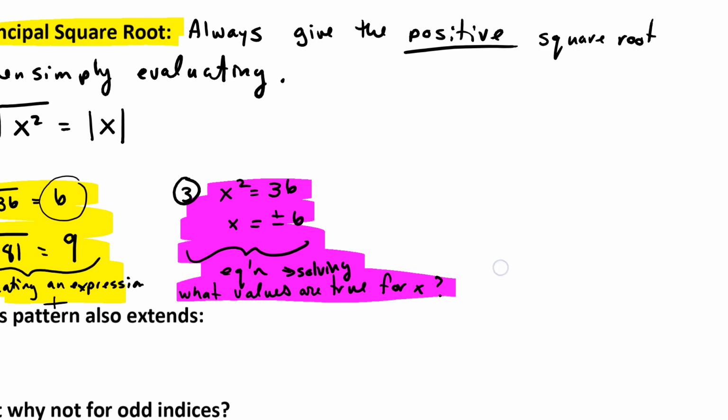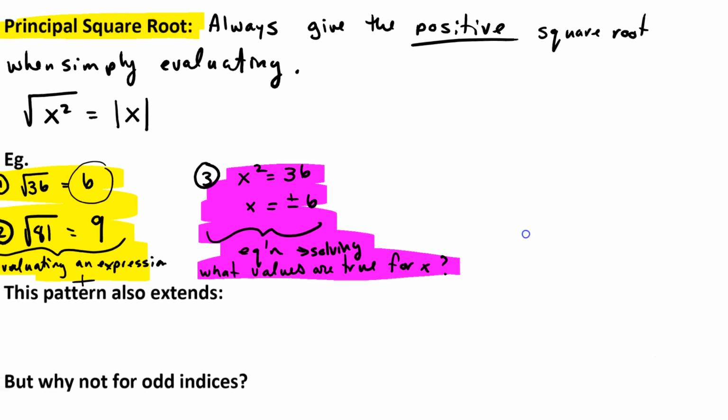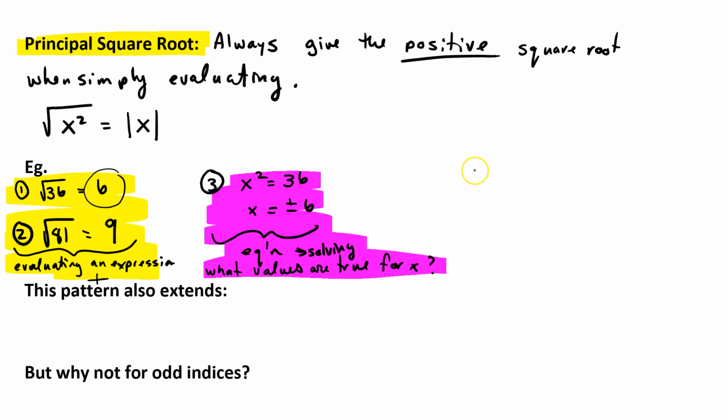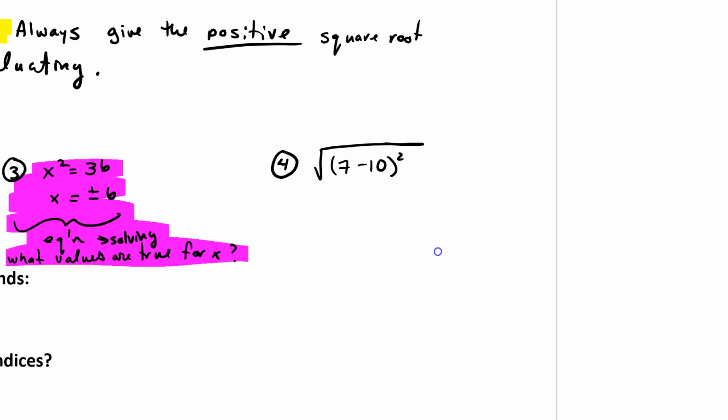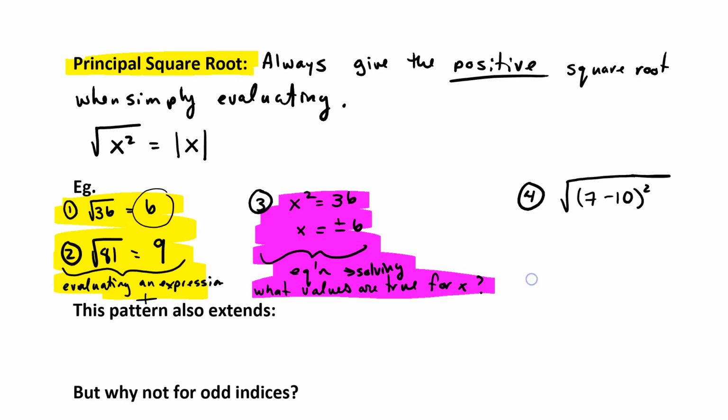If we want to give a little bit more of an in-depth example here, if I were to say the square root of 7 minus 10 squared, and I were to simply use this definition here, the thing that's underneath the radical sign, or the radicand, let's use our real math words, shall we? The radicand is always going to come out positive.